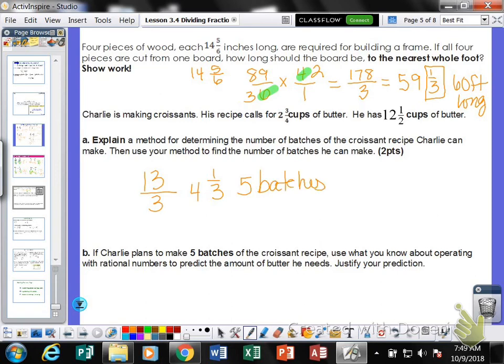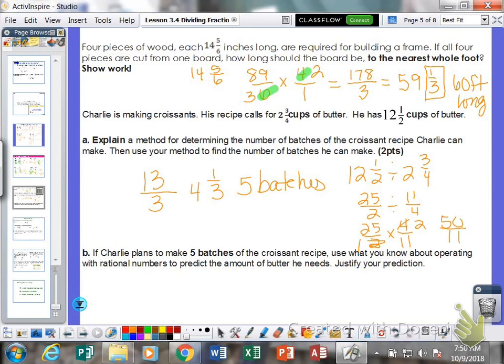Or you could actually just go ahead and do this all out. You could have taken 12.5 divided by 2 3/4, which would have been 25 halves divided by 11/4, 25 over 2 times 4 over 11. And like I said here, 2 goes into 2 once, 2 goes into 4 twice, which is 50 over 11. And then 50 over 11 would be 4 times 11 is 44 and 6/11. So again, we would have to round up anyways to 5 batches. So you should be okay with that.